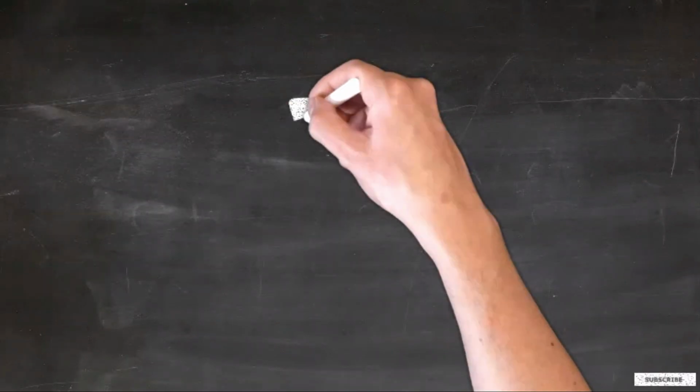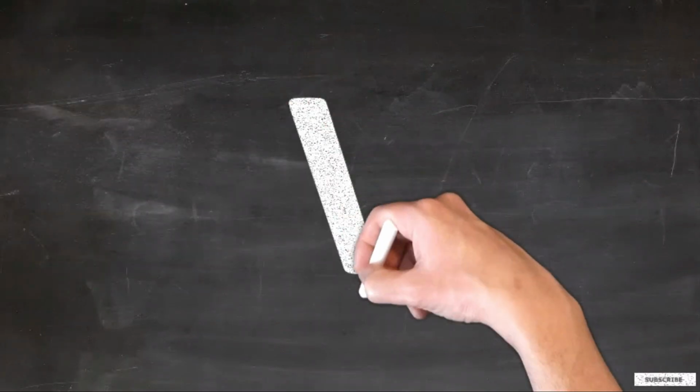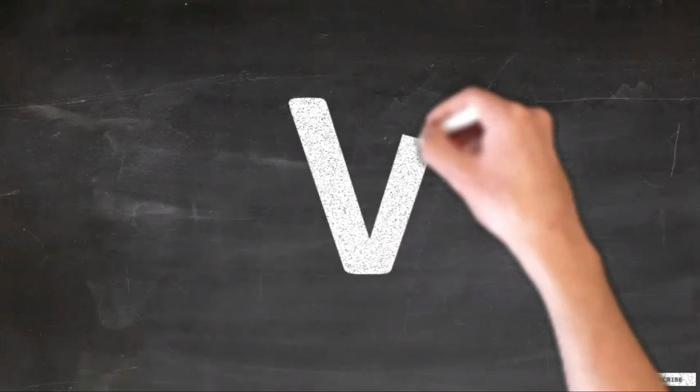Start from the top, draw a slanting line down to the right. Draw another slanting line up to the right. This is capital V.